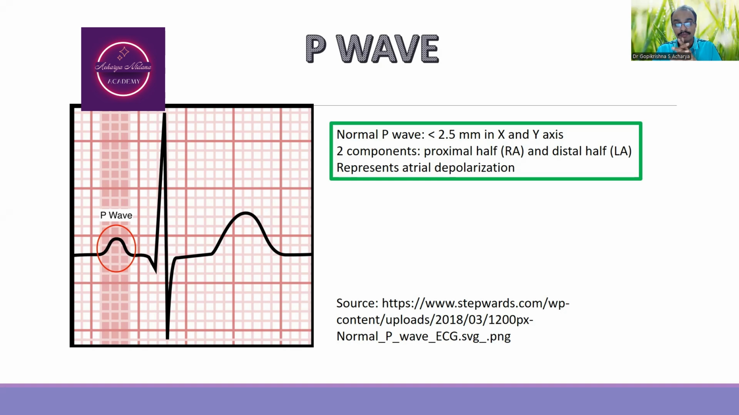The whole P wave is termed atrial depolarization. A special note: atrial depolarization is not equal to atrial systole. Atrial depolarization will be followed by atrial systole, and ventricular depolarization will be followed by ventricular systole. So this is what is considered to be the P wave. It is the first and foremost deflection of the electrocardiogram, and it represents atrial depolarization.